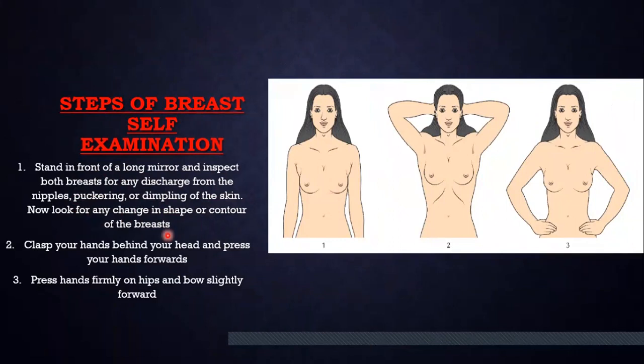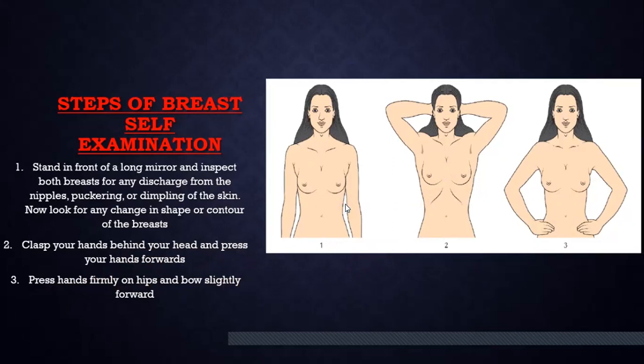Then the second step: clasp your hands behind your head and press your hands forward like that. Then the third step: press your hands firmly on your hips and bow slightly forward as shown here. All this you are doing to see if there is any dimpling of the skin.